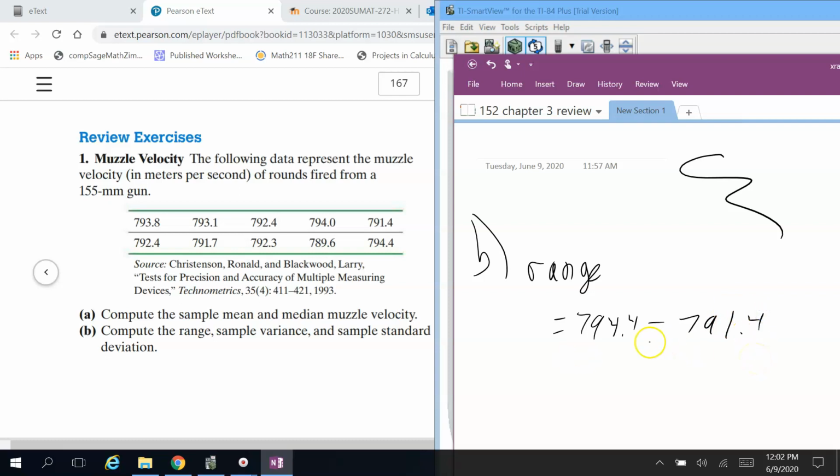Yeah, I don't see a smaller one. All right, then when you subtract those two things, you can just subtract that in the calculator, but that comes out to be 3. So this has a range of 3.